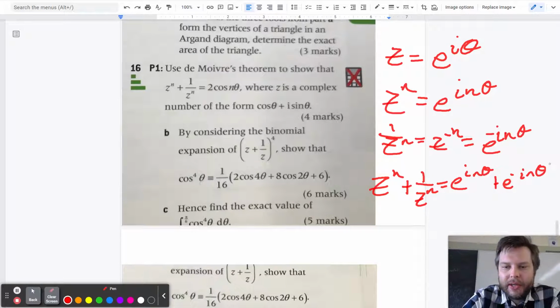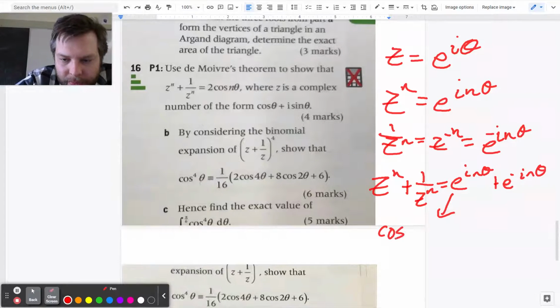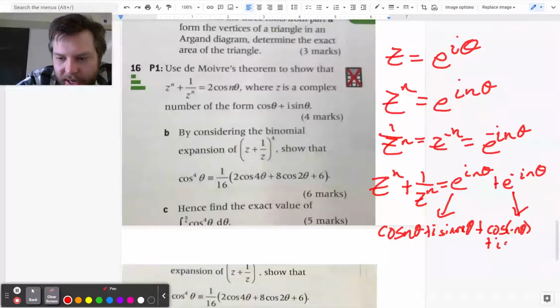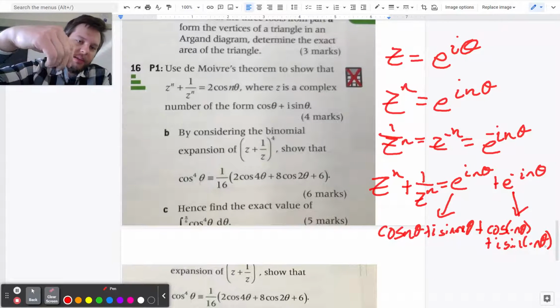And that might not look like anything too exciting yet, but what you can do then is write it in terms of the cosine theta plus i sine theta. So the first part here becomes cosine of n theta plus i sine of n theta. And the second part becomes cosine of negative n theta plus i sine of negative n theta. And the nice thing about cosine is that the cosine of a theta value is the same as the cosine of a negative theta value.